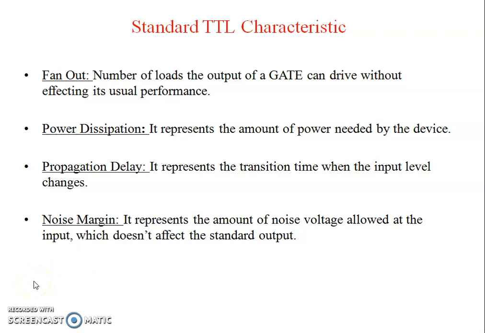And next one is noise margin. It represents the amount of noise voltage that is allowed at the input which doesn't affect the output. Now, what is noise? Noise is unwanted electrical disturbance. And what is noise immunity? It is the ability of a logic circuit to tolerate noise without affecting the output. Always remember, noise margin is the quantitative measure of noise immunity.